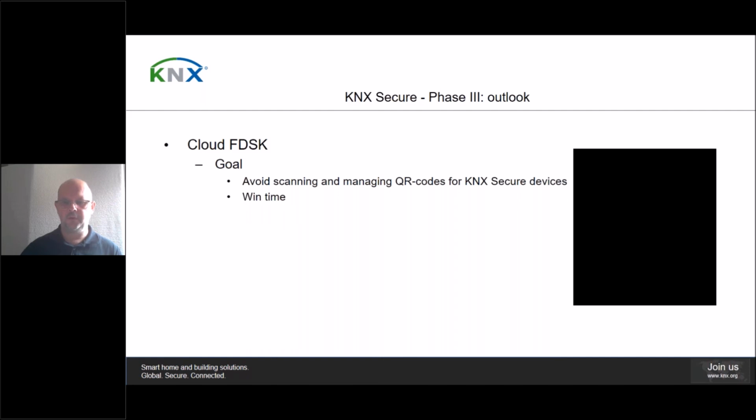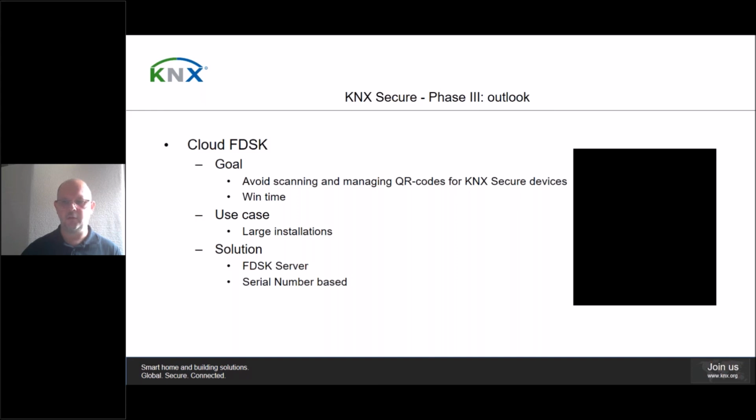The goal is thus to win time, especially in installations with hundreds and thousands of devices. Obtaining the QR code could go faster. The use case is thus focusing on these larger installations. The solution: have an online FDSK server. The FDSK is not obtained by scanning a QR code, but by asking for it from a cloud server. Every manufacturer can have its own server, or there can even be shared servers. And it is based on the KNX serial number.